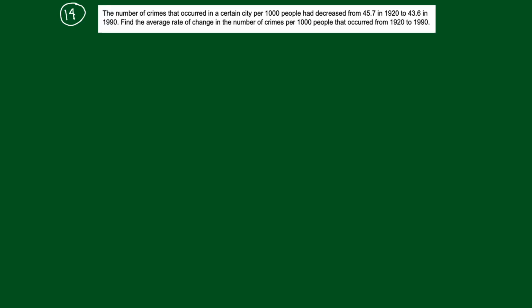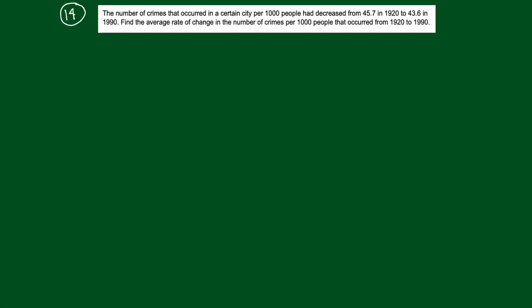Now in 14, we know this. The number of crimes that occurred in some city per 1,000 people had decreased from 45.7 per 1,000 people in 1920 to 43.6 in 1990. All right, so in 1920, there was 45.7 crimes per 1,000 people. Then, if you go up to 1990, the number of crimes is down to 43.6. Can we find the average rate of change from 1920 to 1990?